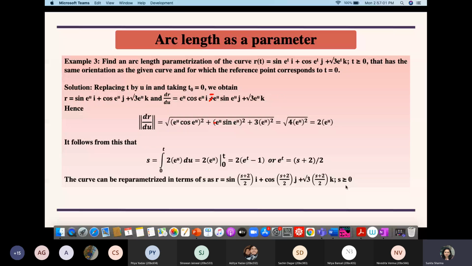In this curve, the parameter S has the same direction as the orientation of the curve, so we don't have to worry. The increasing direction of t will be the same as the increasing direction for s. Since you start from 0 and t is always positive, your s is also going to be positive, because they have to behave in the same manner.